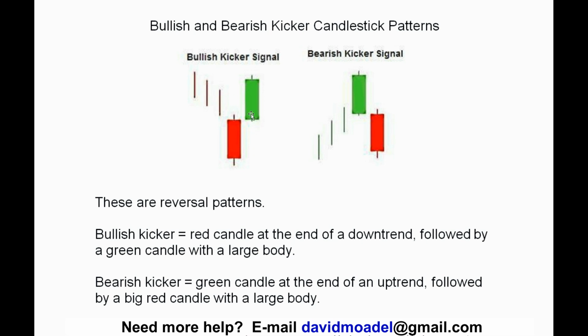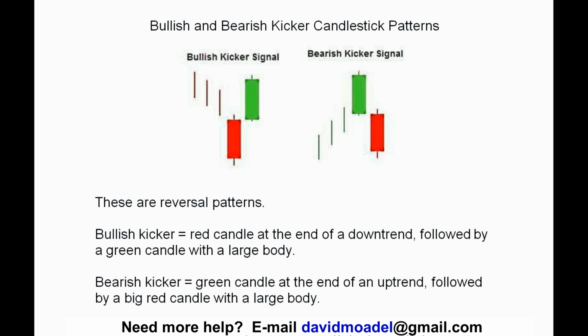And interestingly, it's really just a two candlestick pattern, but what comes before those two candlesticks is important as well. It's not a bullish kicker symbol unless it's at the end of a downtrend. And then you've got the bearish version of that, the bearish kicker symbol. A green candle at the end of an uptrend. We're going to pretend these are green candles, followed by a big red candle with a large body. Not as concerned with the wicks or shadows as the big large body. And that shows conviction to the downside, whereas this green candle shows conviction to the upside.